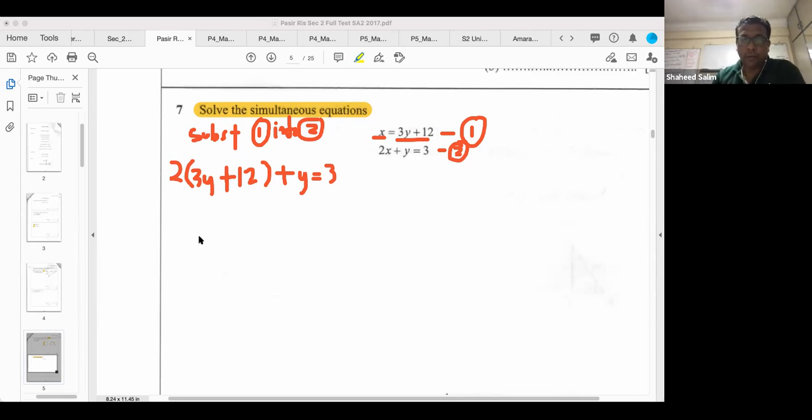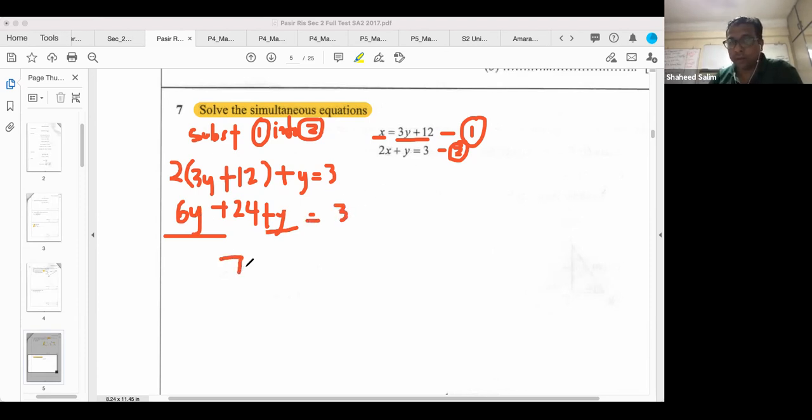4.5. Let's see now. Is it really 4.5? So now let's see. We times. 2 times 3 is 6y. Do you get 6y? 2 times 12, 24. Do you get 24? Plus y. 6y plus y, equals to 3, yeah? Equals to 3. You check to see where did you go wrong, if you went wrong.